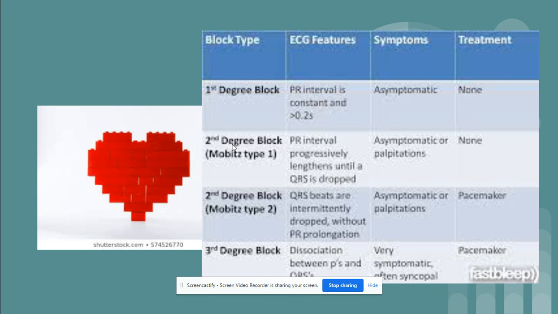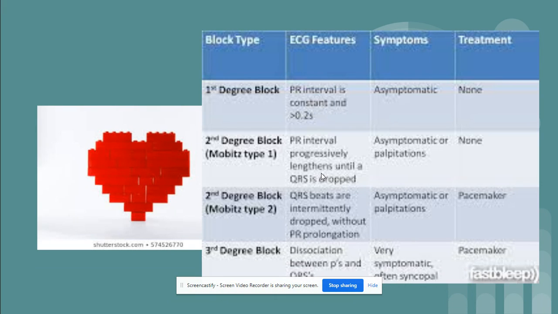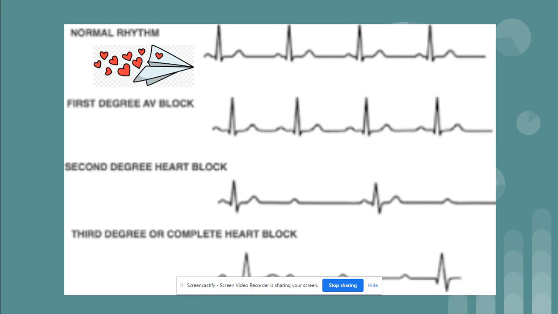All right, so here's an overview of the different types of blocks. We're going to talk about 4 different ones: a first-degree block, second-degree Mobitz type 1, second-degree Mobitz type 2, and these kind of go together, and then the third-degree block. So we'll come back to this, and I have some other comparisons for you as well. Okay, with a normal rhythm, we have a P and a QRS, and then the repolarization, T wave. And this one looks like a normal rate as well, 60 to 100.